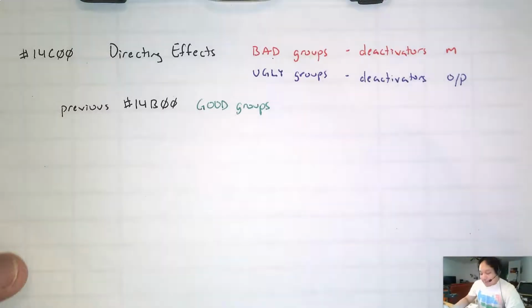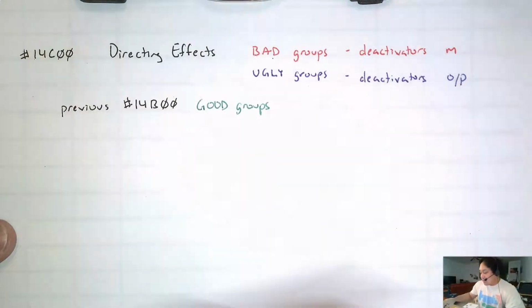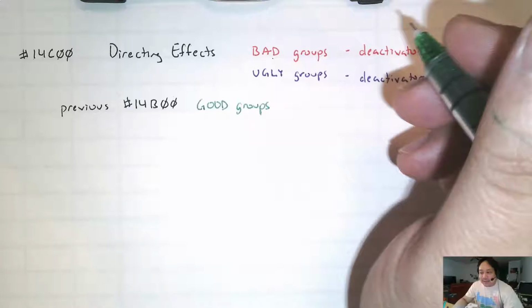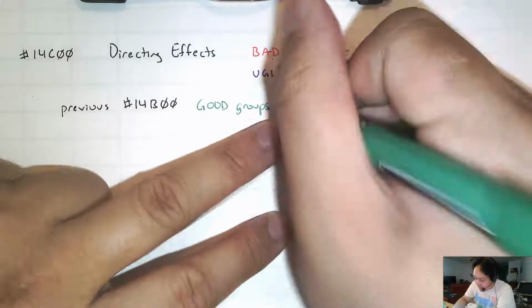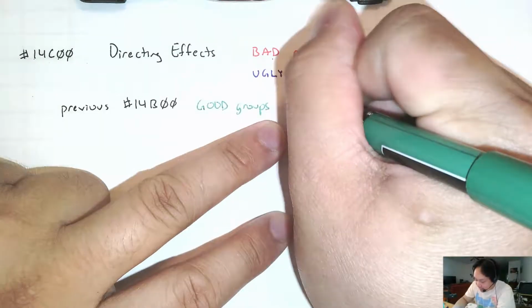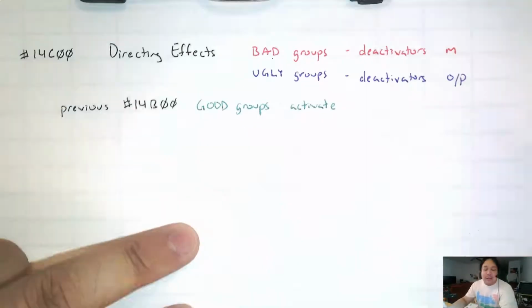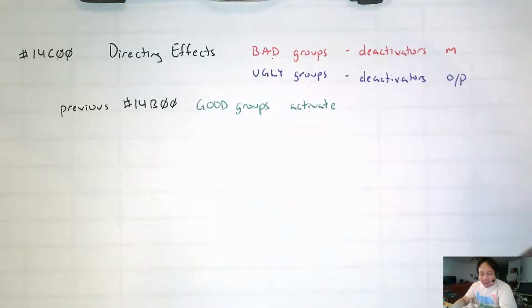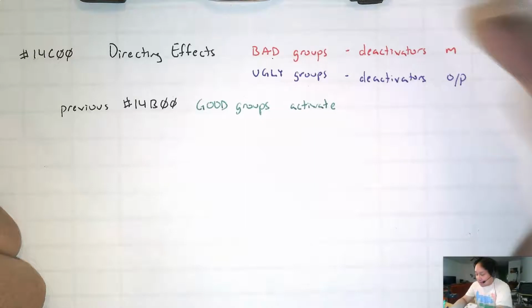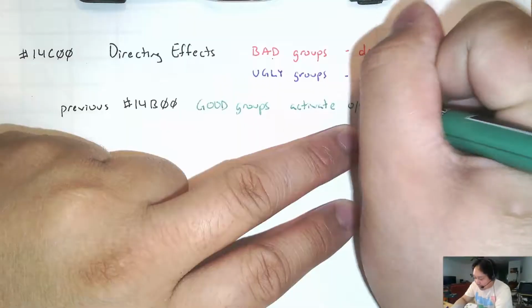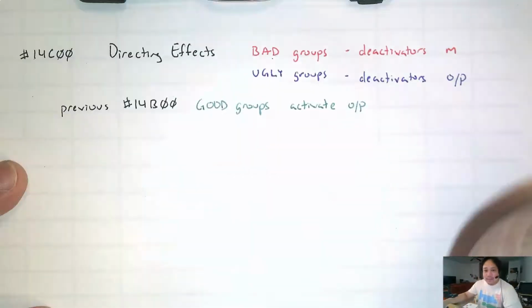Hi everyone. Let us continue our discussion of directing effects. In the previous video, we talked about these good groups. Good groups are groups on the benzene ring that activate the benzene ring, make it more reactive, and they also direct the incoming electrophile in the ortho and para locations.